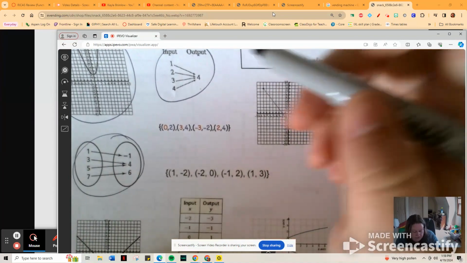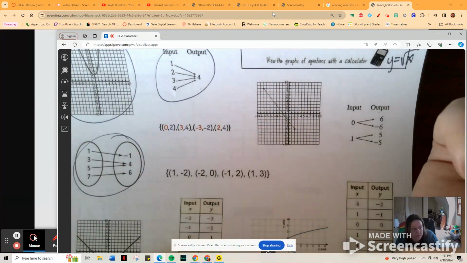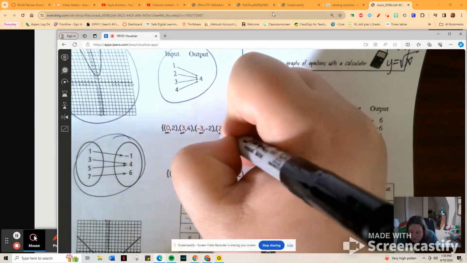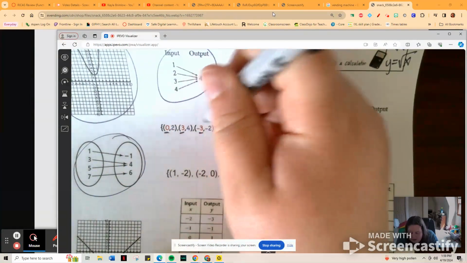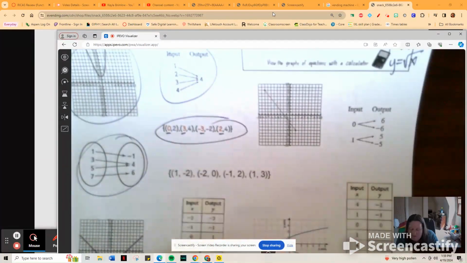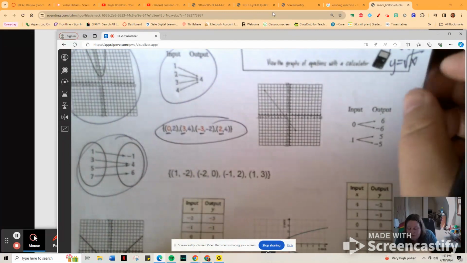Let's go ahead and look at these ordered pairs. So with ordered pairs, we're going to check to see if x is used once or multiple times. So 0, 3, -3, and 2. So this is a function because each x value is used one time.